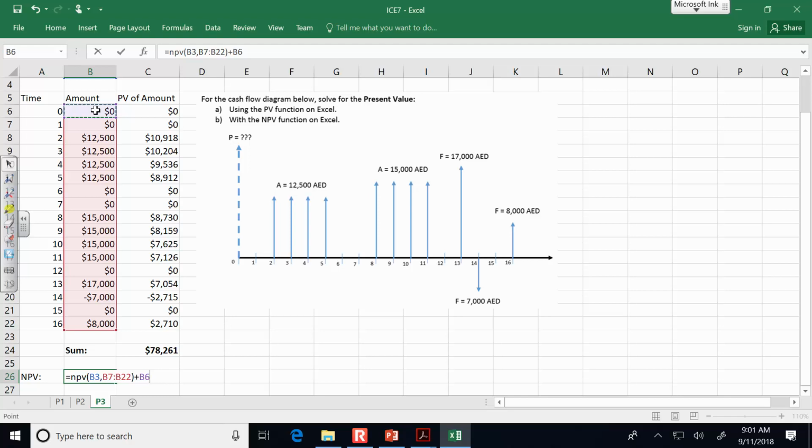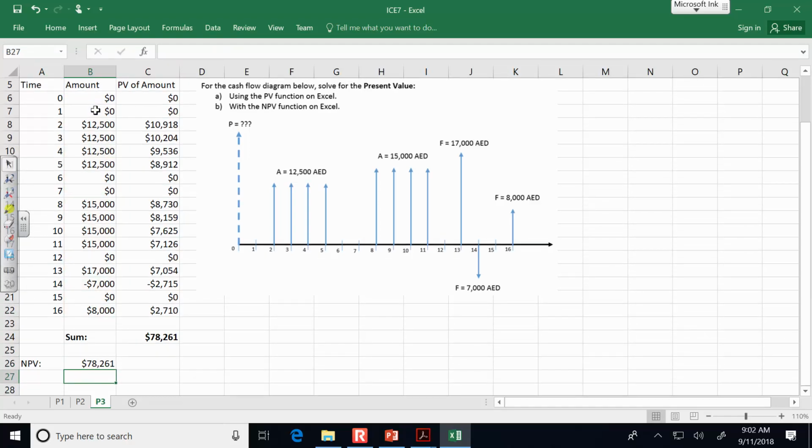And as soon as I press enter, hopefully it'll give me that same 78,260. Right, 78,261. So it's the net present value. What it's doing is automatically converting from future values to the present.